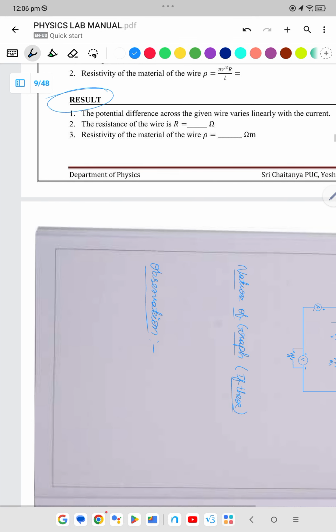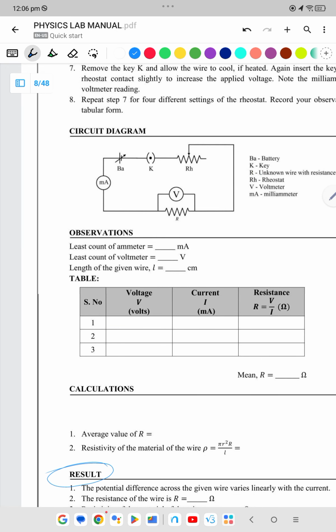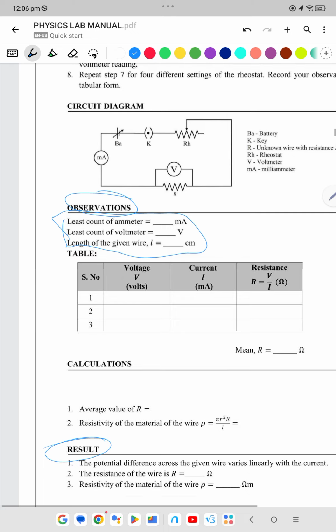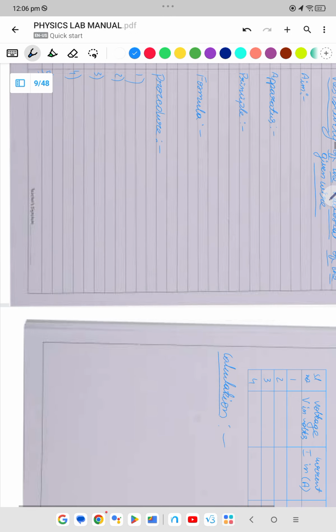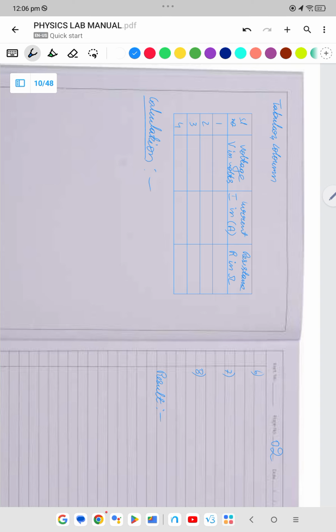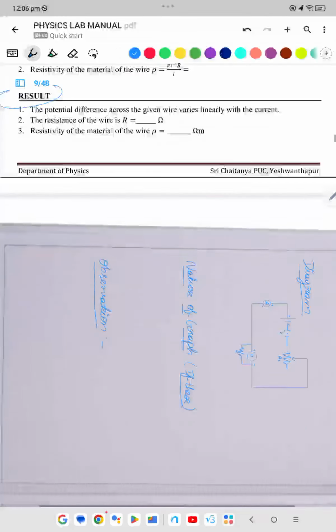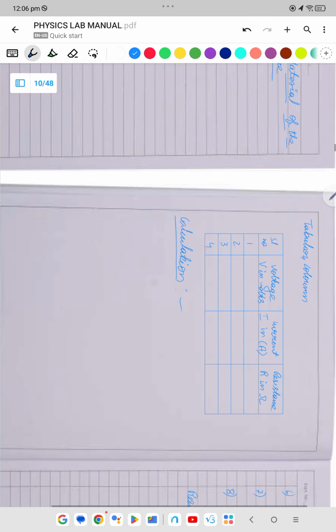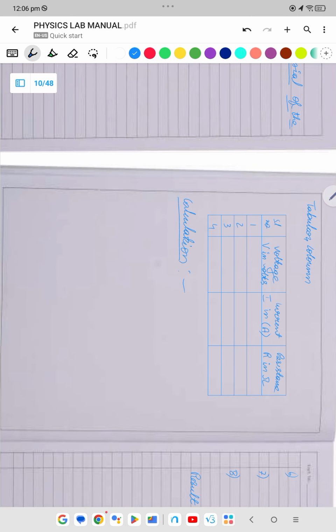Next one is the observation. Where can you find the observation? Here you can see the observations. You have to write down these observations and leave the space as it is. After writing the observation, you have to write the tabular column. Whatever the tabular column is, you have to write it down as it is and leave the space, because after coming to the college you can write down the remaining values after verification with your teachers.